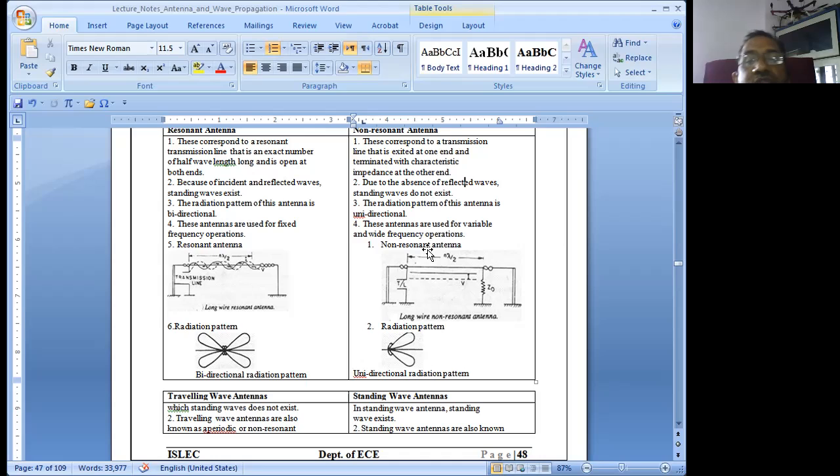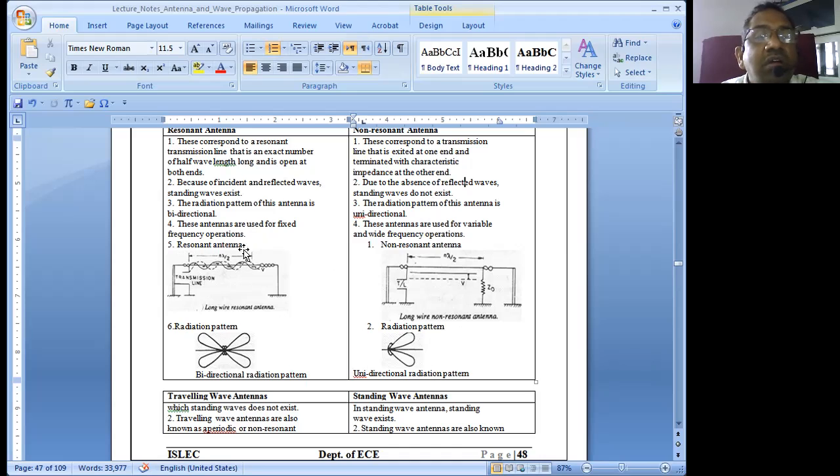These antennas are used for variable and wide frequency operations. Non-resonant antennas are normally preferred for variable and wide frequency operations. So for operations with wide and variable frequency, we go with non-resonant antennas, and resonant antennas are non-variable frequency antennas. Therefore it is a fixed frequency antenna, something like an LC oscillator. In an LC oscillator, if L and C are fixed, we can transmit signals of a fixed frequency, operating at resonance. So they are called fixed frequency antennas.